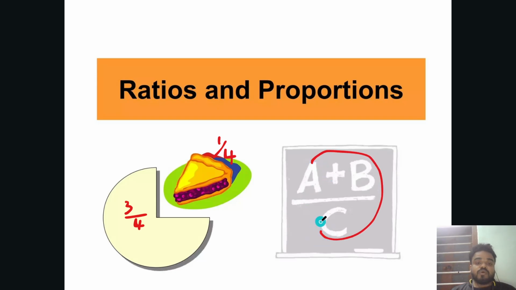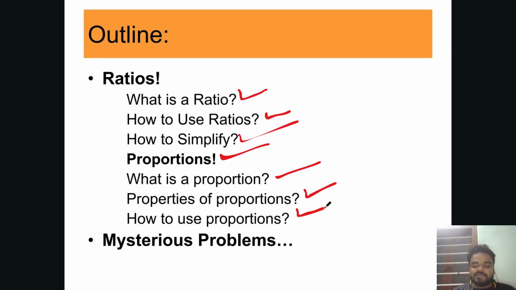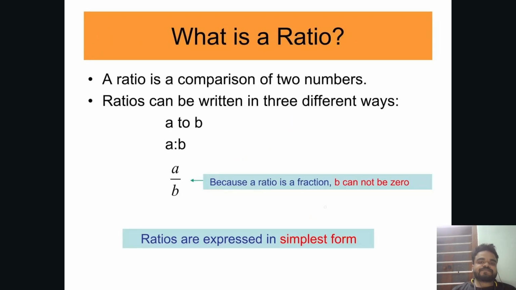Let's learn what are ratios and what are proportions first. Here we will discuss what is a ratio, how to use a ratio, how to simplify, what is a proportion, what is the meaning of proportion, properties of proportions, how to use proportions, and some mysterious problems. Let's learn one by one.